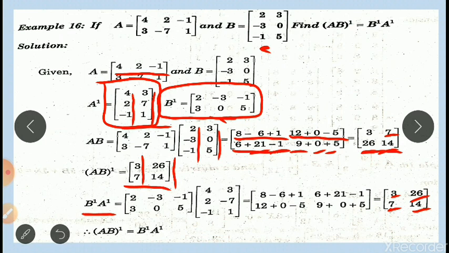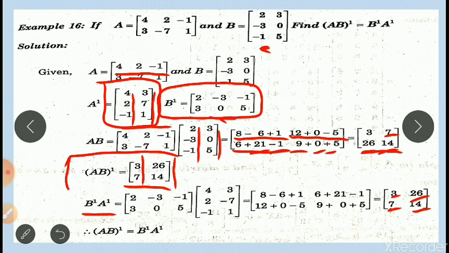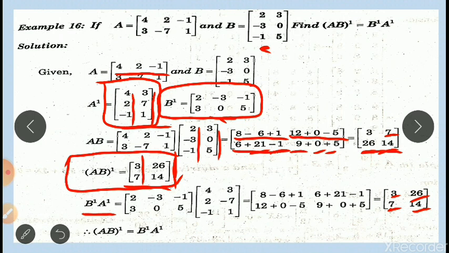See, in this problem, when we find the product of AB and transpose the AB matrix, we'll get 3, 26, 7 and 14. And if we find the product of B transpose and A transpose, we'll get the matrix 3, 26, 7, 14. Therefore, AB transpose is equal to B transpose into A transpose.